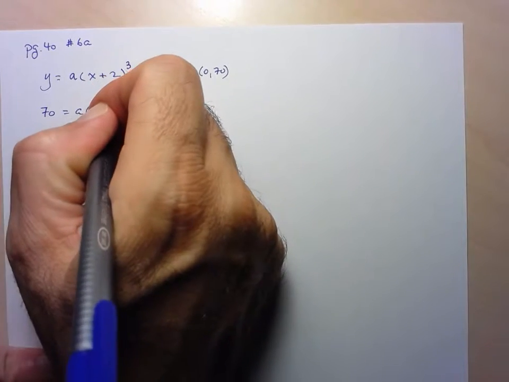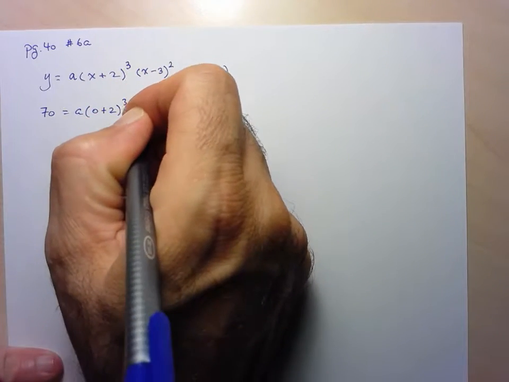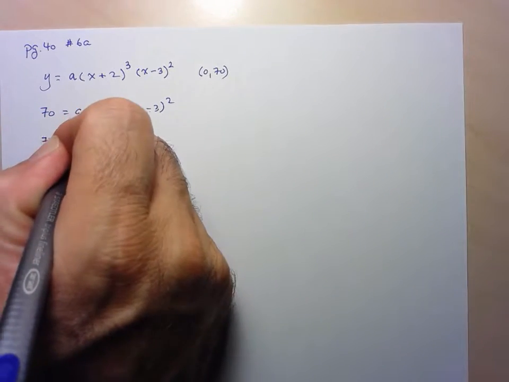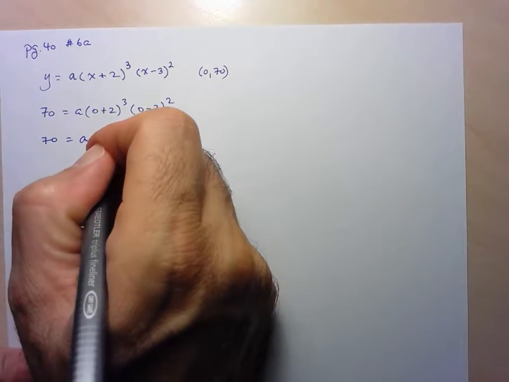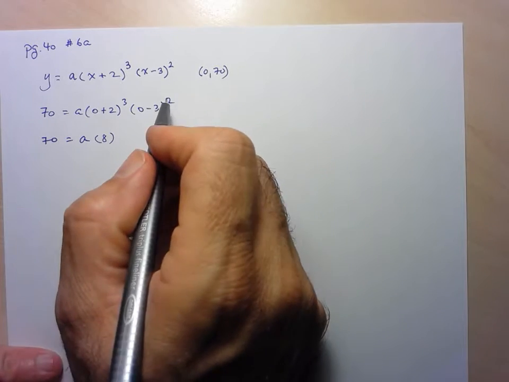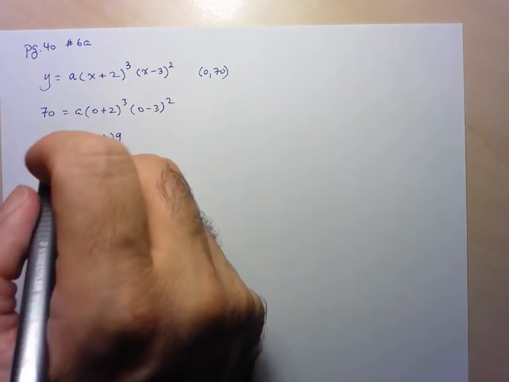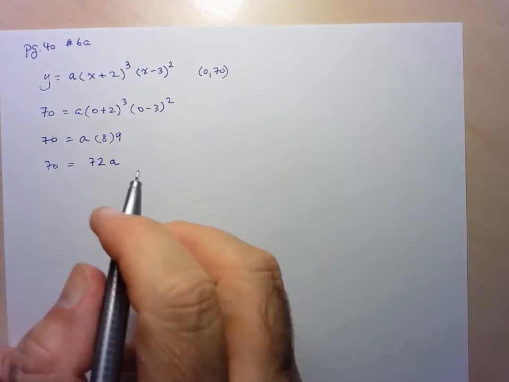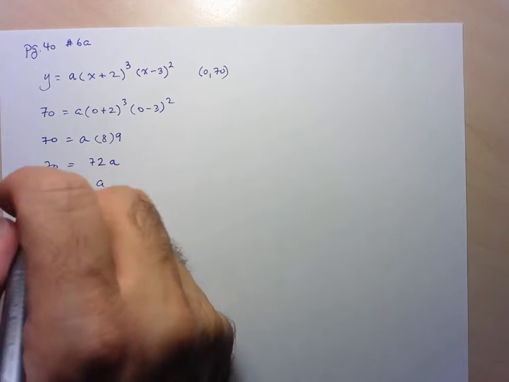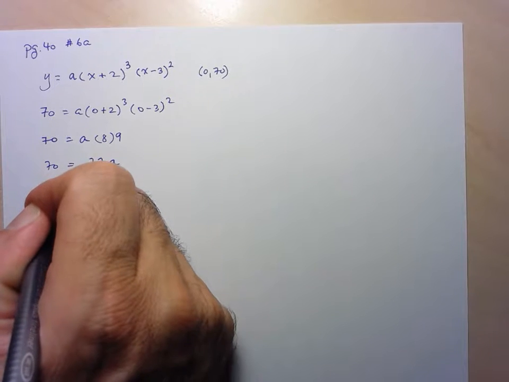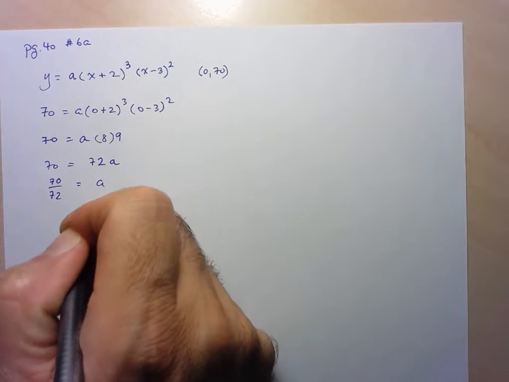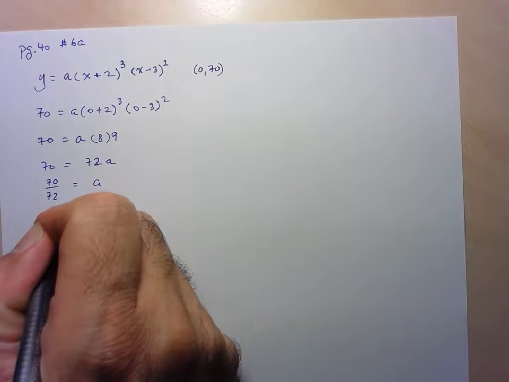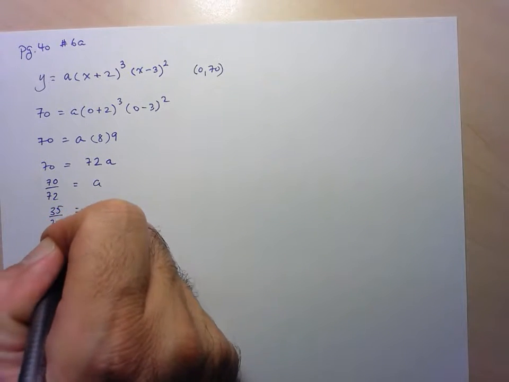x is equal to 0, so 0 plus 2 cubed, and 0 minus 3 squared, so 70 equals, and here we've got a, so this is going to be 8, and this is -3 squared is going to be 9, so we have 70 equals 72a, and so a is equal to 70 over 72, which of course I would expect you to simplify that, so divide them both by 2, and we have 35 over 36.